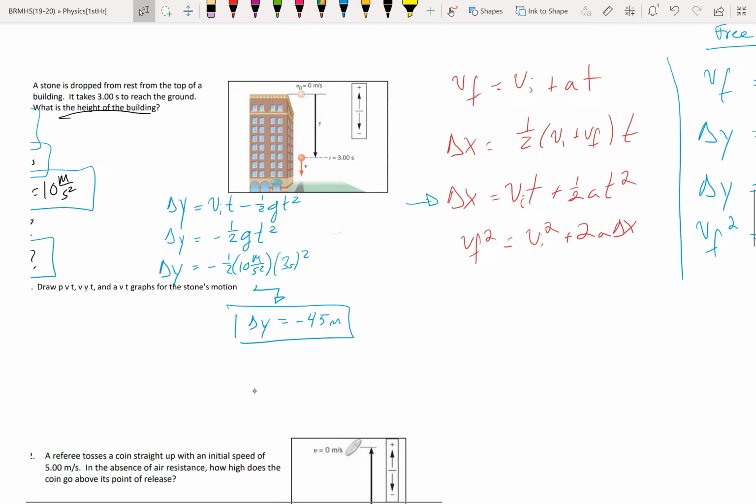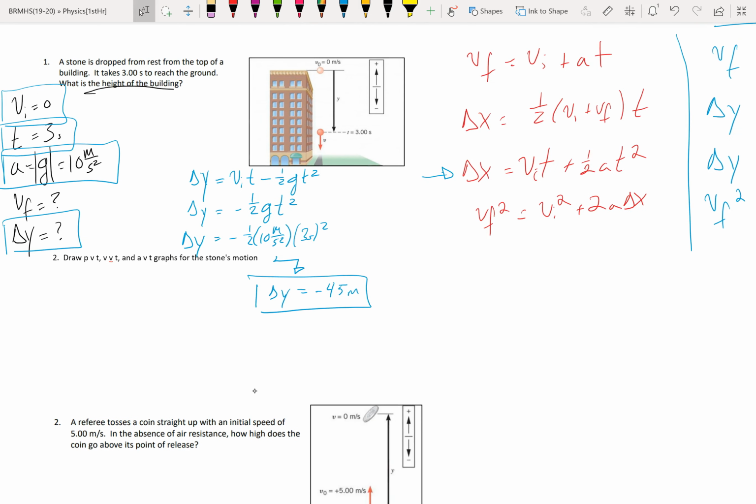All right, so the stone is displaced vertically 45 meters in the downward direction. So the height is 45 meters, because you wouldn't express the height of a building as a negative. That doesn't make any sense. That's just a distance, a length, a scalar value. Our displacement tells us the magnitude and direction.